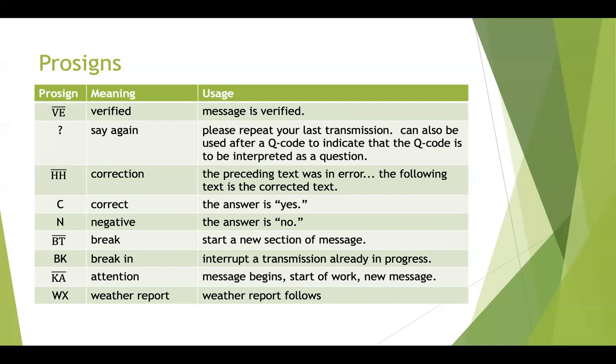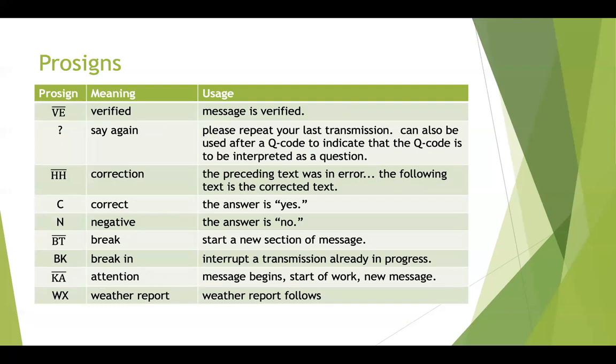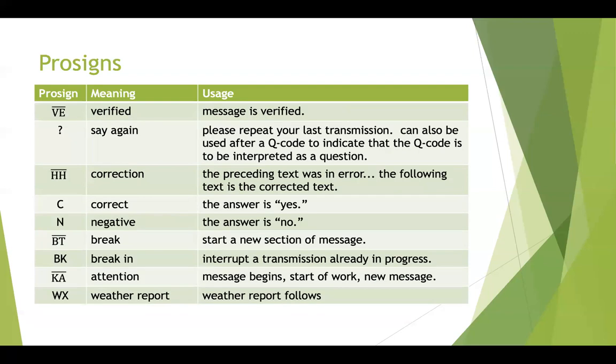Let's talk about that for a second. When we say Roger, all we're saying is, hey, I got your message. I heard your message. It doesn't mean I'm going to do anything about it. It doesn't mean that I understood what it wanted. It just means I received it, right? C is saying, yes, I got your message, and the answer is yes. Or N is, yes, I got your message, and the answer is no. So there's a difference between Roger and correct, right?